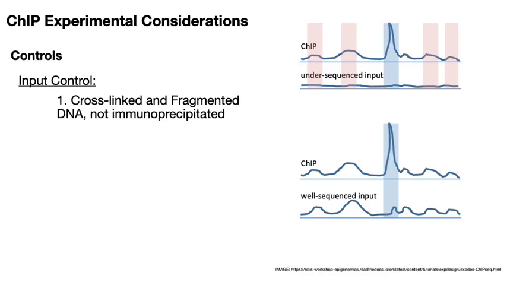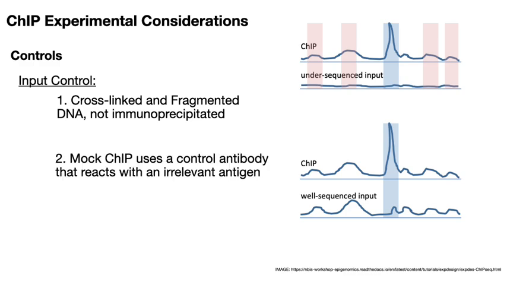There are two kinds of input controls. The input control serves as the background for the ChIP experiment. The first kind is where we're cross-linking and fragmenting DNA, but we are not doing an immunoprecipitation. So this is a background for all the sequencing that we can do here. The second, which is the more stringent background, is a mock ChIP. The mock ChIP uses the same procedure, however, it uses an antibody that reacts with an irrelevant antigen.